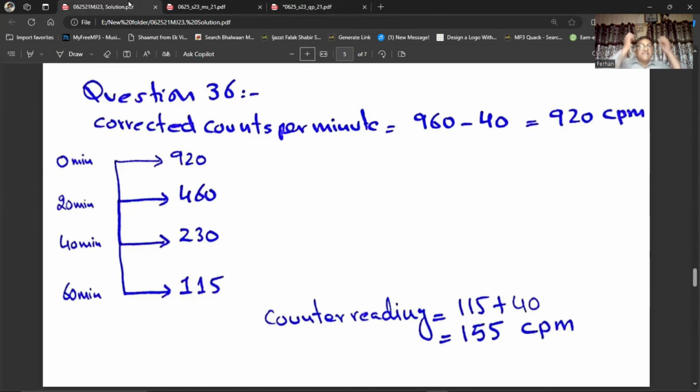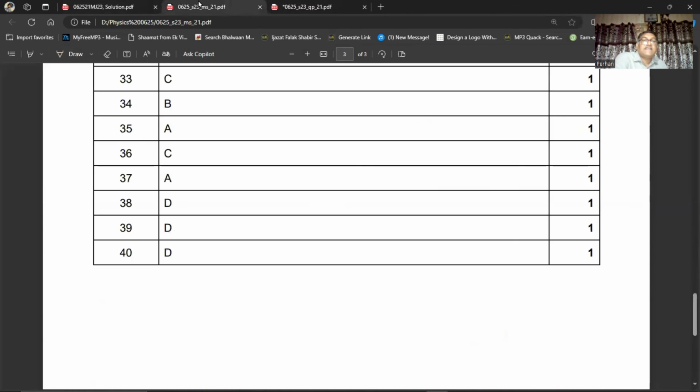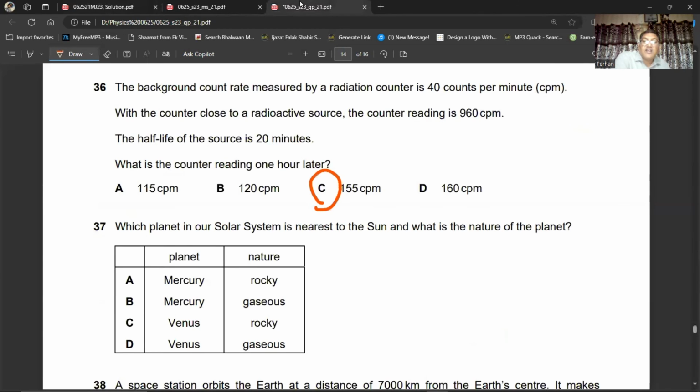This is how this is done. First of all, we have subtracted the background, then we have halved it three times because 3 half-lives have passed. Half it, then whatever answer comes, again half it, and again half it. Then add the background back. So 155 is the answer, sir. So C is the answer. Question number 36, C is the right answer.